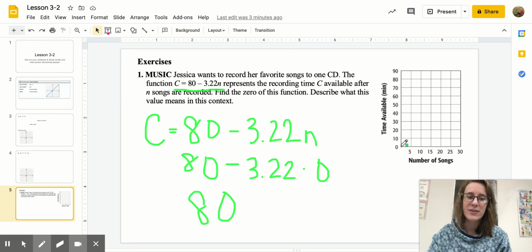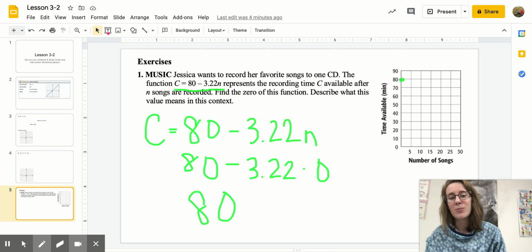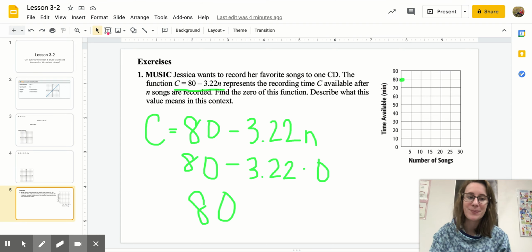So when we have 0 songs, we have 80 minutes available. So when it says to describe what this value means in this context, it's when Jessica hasn't downloaded anything, she has 80 minutes available on a CD, which may be more relevant if you're talking about an iPhone. I don't know if anybody still has an iPod, but it might apply more there at this point.